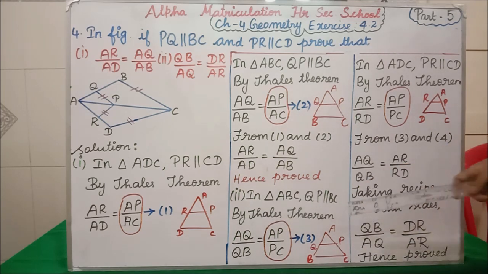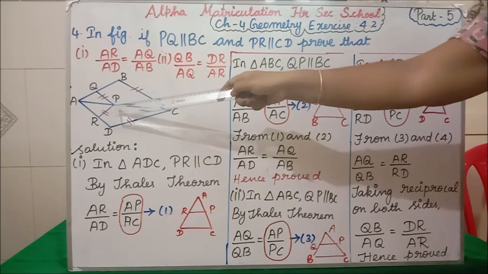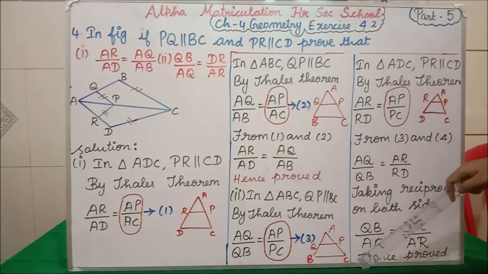By Thales theorem, I have drawn that separately here: A, Q, B. On the Q side only we are having B. Similarly, on the B side we are having C. So according to that we have to put the alphabet. Okay. So now by Thales theorem, how can we write?